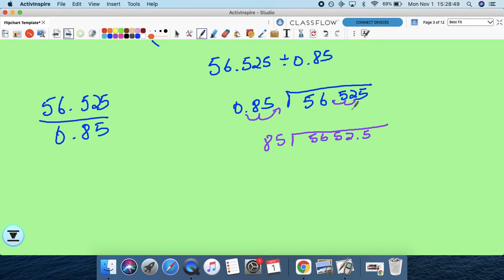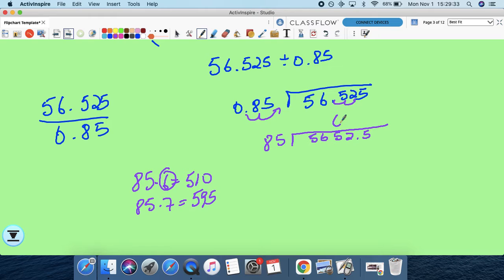Okay. So does 85 go into 5? No. Can 85 go into 56? No. Can 85 go into 565? Yes. So let's try 85 times, I don't know, let's try 6. 85 times 6 is 510. So that's okay. Let's try 7. 85 times 7 is 595. Too much. So we're going to use 6.